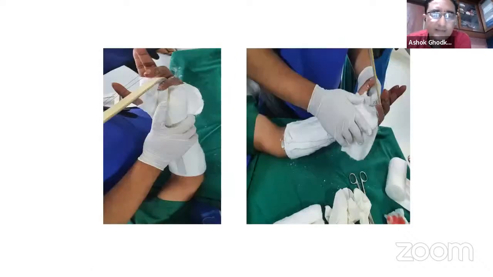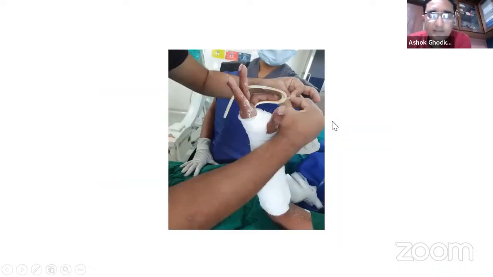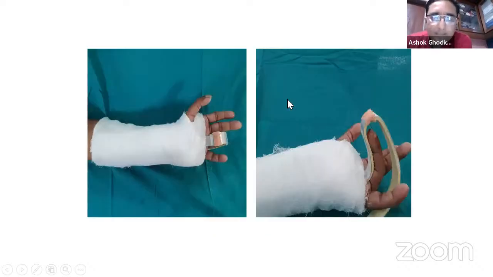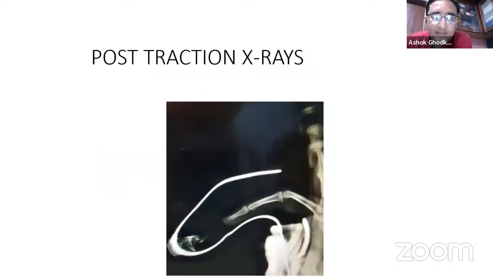Further, we make this aluminium splint and incorporate this aluminium splint in a plaster. And now we are fixing the splint. This is the fractured finger, and this is the Zimmer static splint. This is the final construct, and this is the X-ray.